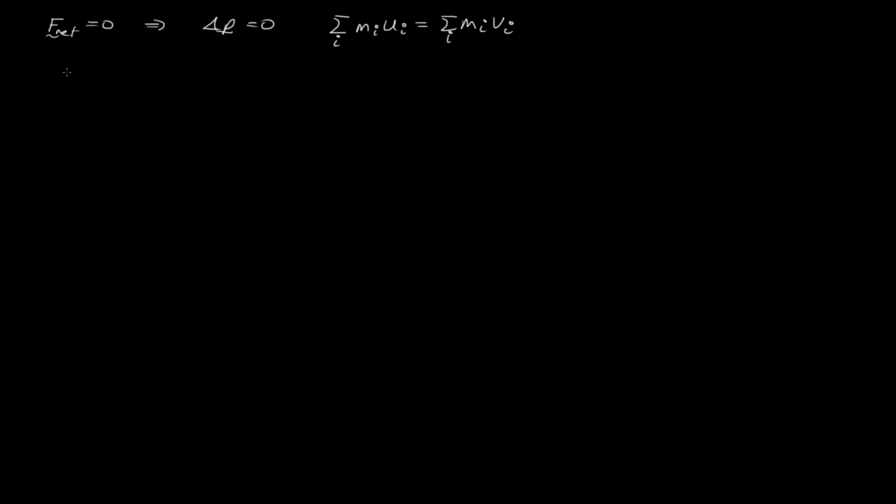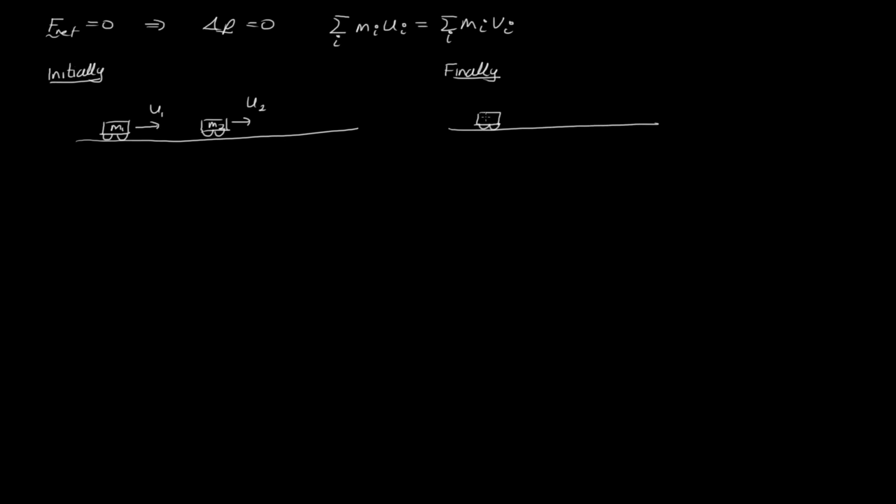So a typical problem is, let's say initially, we've got a cart like this one here with a mass m1 traveling with a speed u1, and then it's going to collide with a second cart which is here with a mass m2 traveling with some speed u2. So they have a collision, and then finally we have our cart with mass m1 traveling with some final speed v1, and we've got our second cart with mass m2 traveling with some final speed v2.